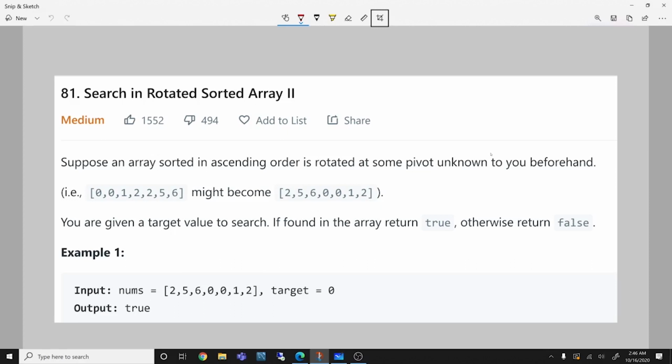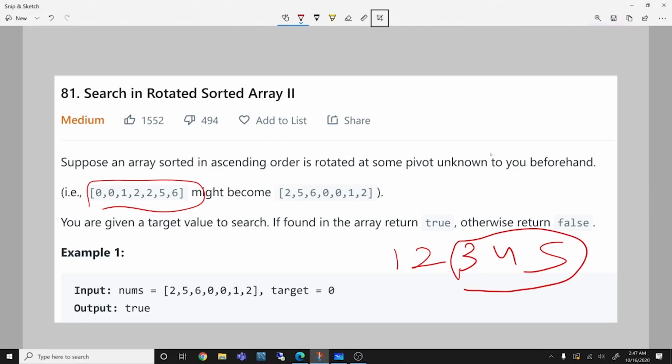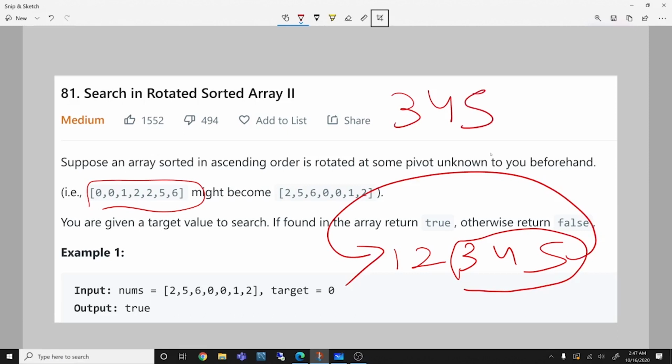So the question says that we will be given an array like this, and it will be a sorted array. So let's take a sorted array 1, 2, 3, 4, 5. But that's not all. It also says that this sorted array might be rotated. So what does rotation mean? Let's say we've taken this entire array and I have rotated it like this. So what will it become? It will become 3, 4, 5, 1, 2.